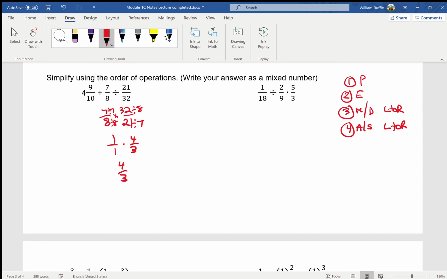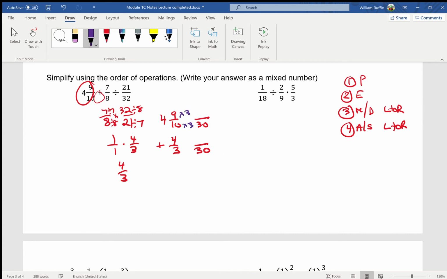Now I could change this into a mixed number, but I'm going to have to add 4 9/10 to it. So I'm just going to write 4 9/10 plus 4/3. Now, the common denominator here is 30. And please note, when I'm adding and subtracting, I don't change the 4 9/10 to 10 times 4 plus 9. I just leave it as a mixed number. That just makes things, I think, a little bit nicer.